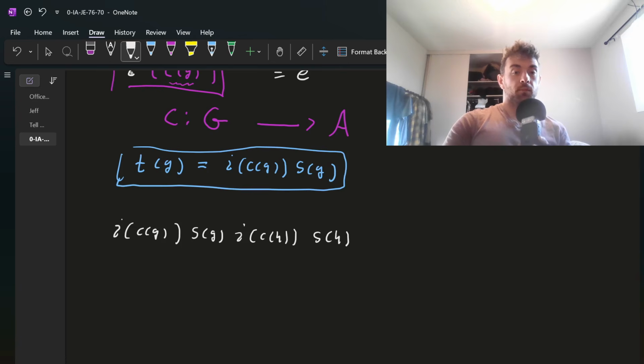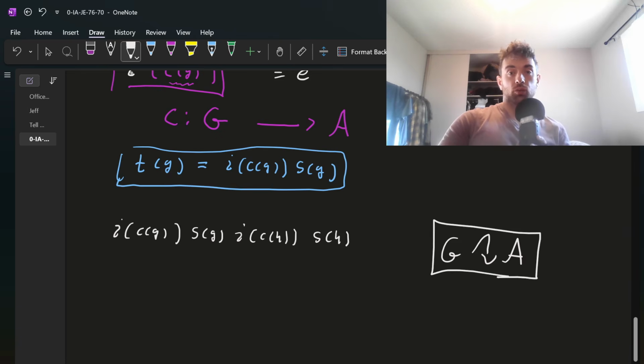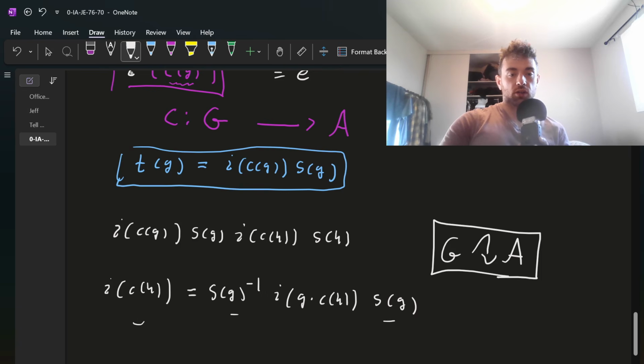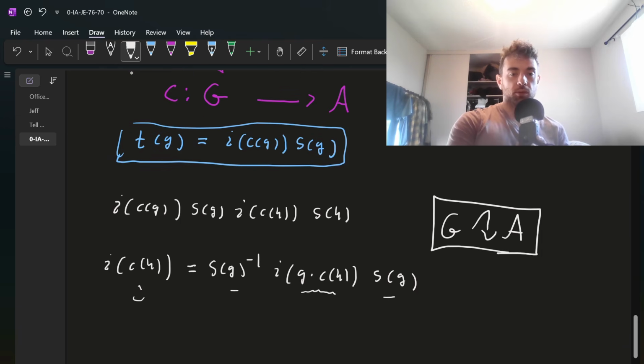So recall from the definition of the G action on A, which we talked about in the last video, the inclusion of c of h is basically the result of G acting on c of h. And remember, that action was defined in terms of the section s of g. So this will be s of g inverse, i of g dot c of h, s of g. So these terms would have been on the other side when we were defining what the G action is. So that's a formula from the previous video, right?